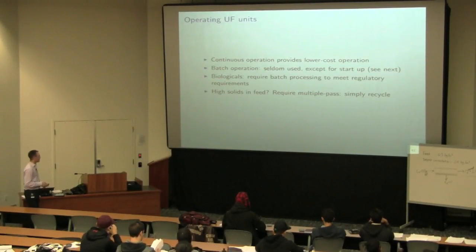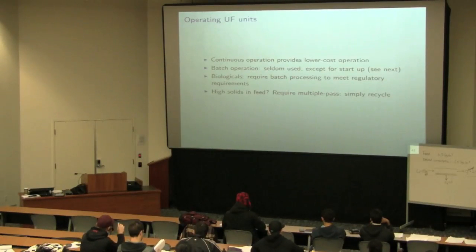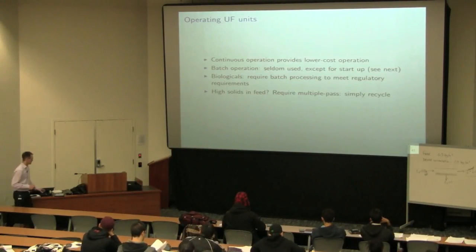If there's a high solids concentration in your feed, one of the issues we see is that you're going to start to plug up your membrane. So you need to dilute your incoming feed, and one way to do that is to simply recycle your permeate back again to dilute your incoming stream.